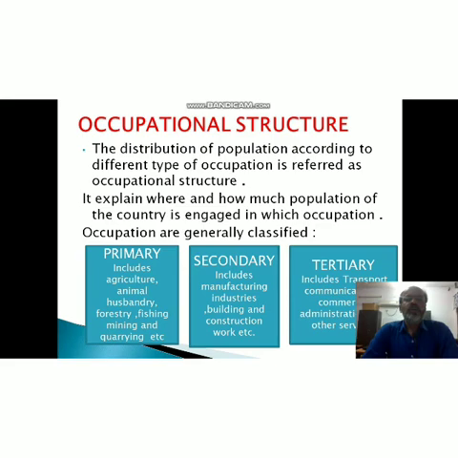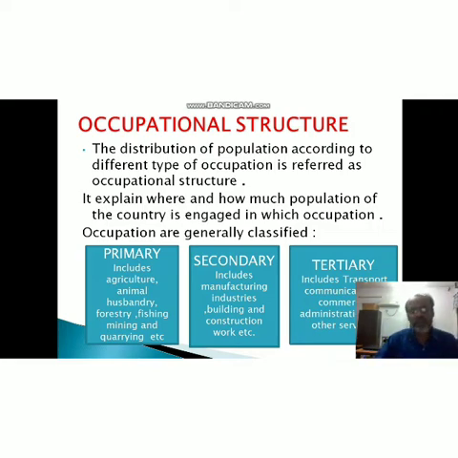Now we will discuss the occupational structure. What is occupational structure? The distribution of population according to different types of occupation is referred to as occupational structure. It explains where and how much population is engaged, which type of activities they are doing. They are working in the primary sector, secondary sector or tertiary sector. As we know, there are three sectors: primary, secondary and tertiary.